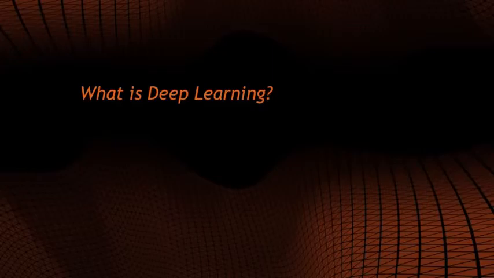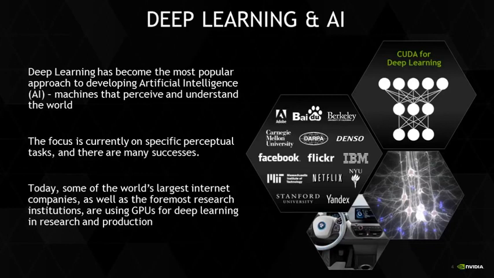So, what is deep learning? Deep learning has become the most popular approach to artificial intelligence in recent years. So artificial intelligence is the quest to build machines that can perceive the real world, understand the world through sensory inputs like video, cameras, and microphones for audio.